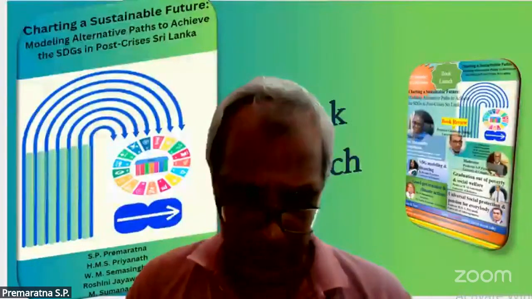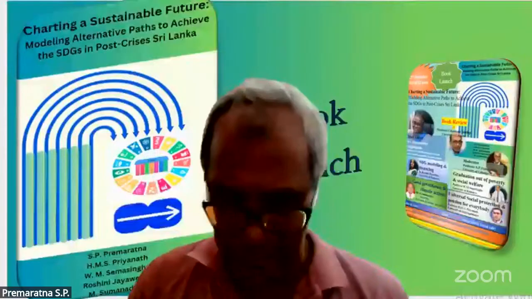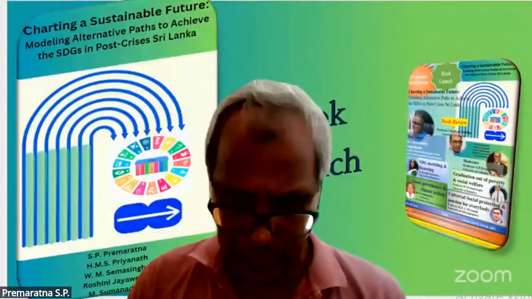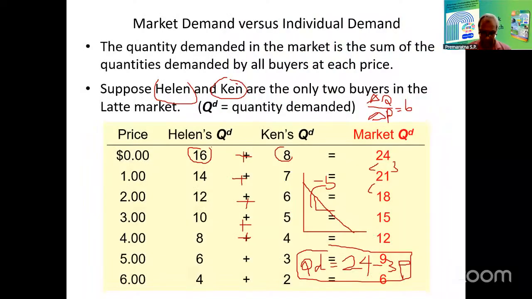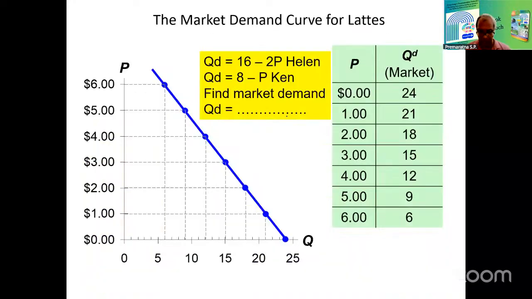So we discussed two basic concepts in addition to the law of demand. The first one is the consumer surplus. The other one is how to get the market demand function. Now, this is the market demand curve that we got. Like I showed, Helen's individual demand and Ken's, adding these, you get the market demand function. So we add the quantity demanded, not the inverse demand function.